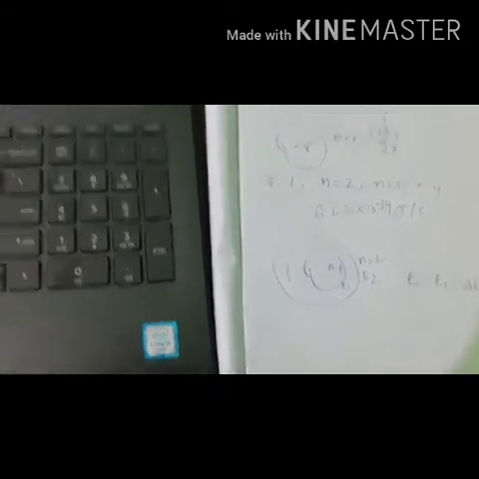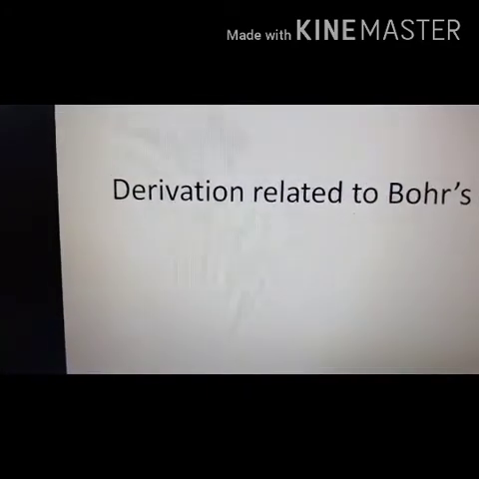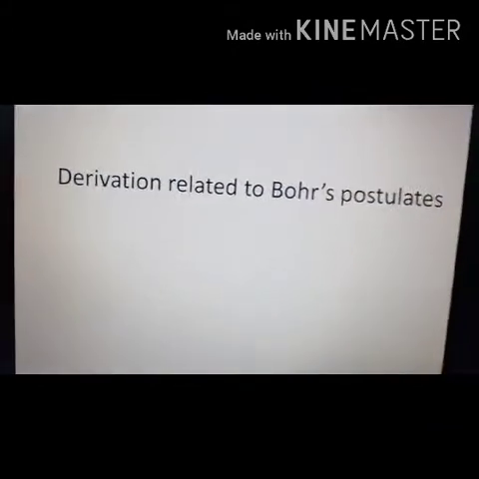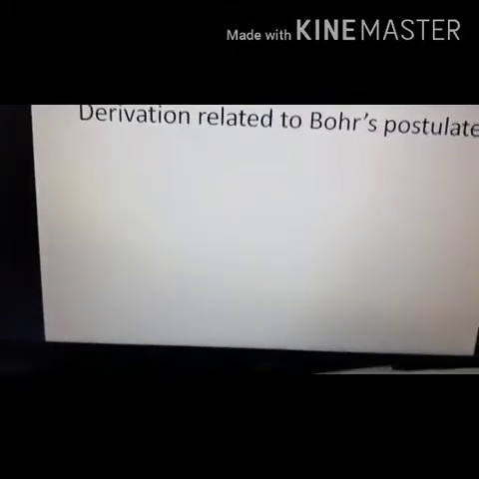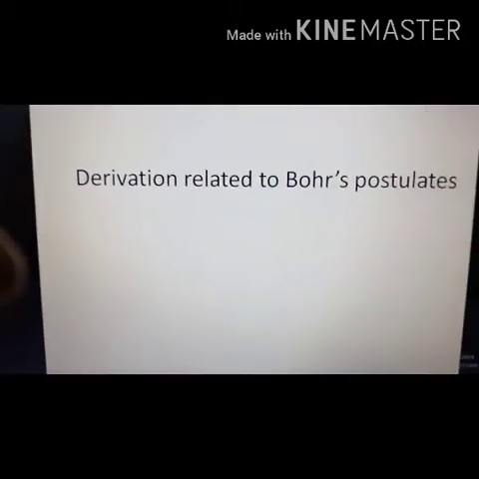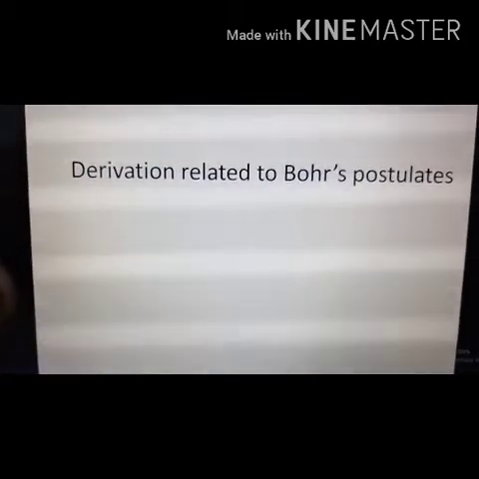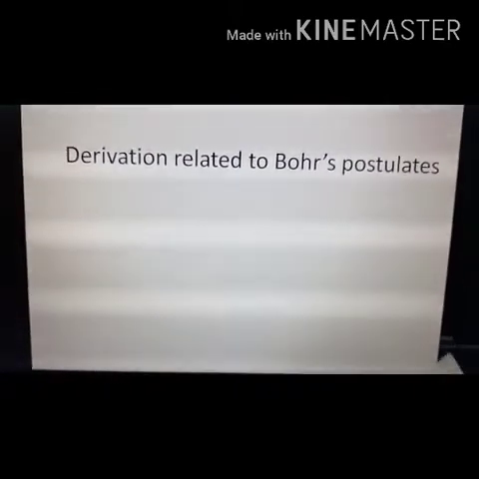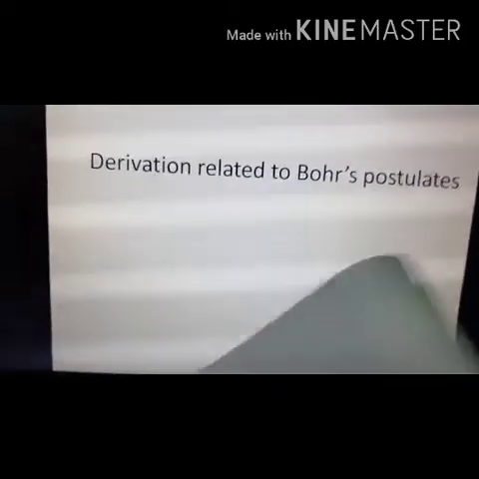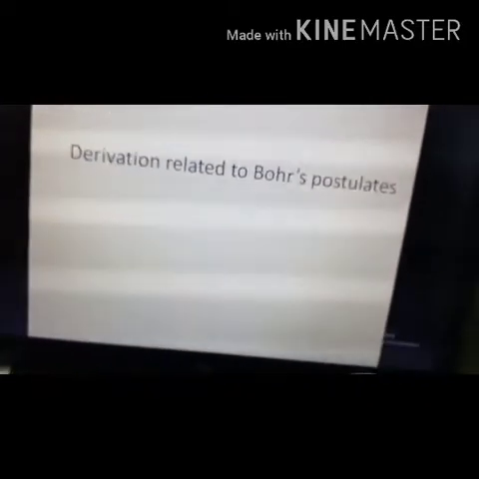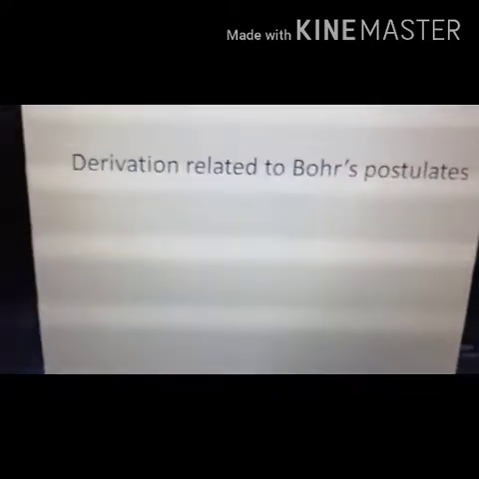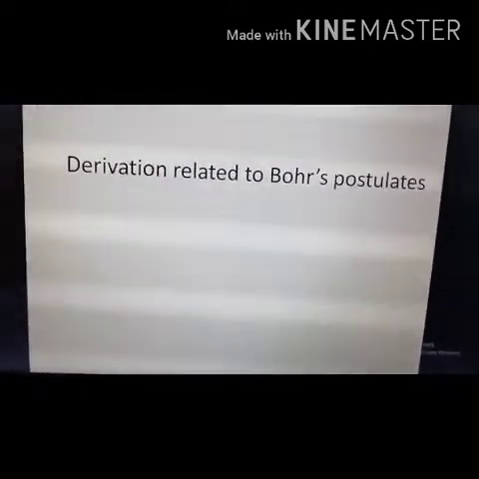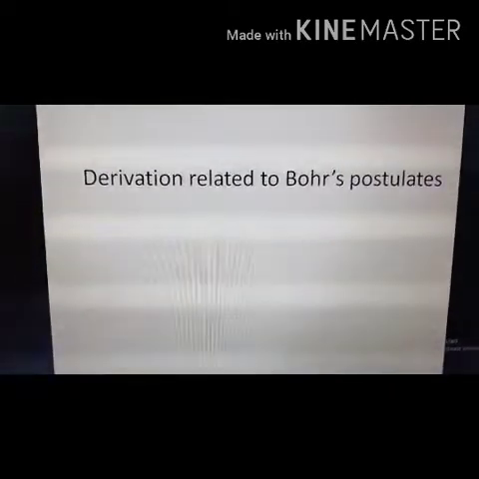Now there are some derivations related to the Bohr's postulates, meaning what would be the radius of the Bohr orbit, as well as the velocity of the electron and the expression of the energy that you have to derive here. First I will be discussing how we can determine the radius of the Bohr's orbit.